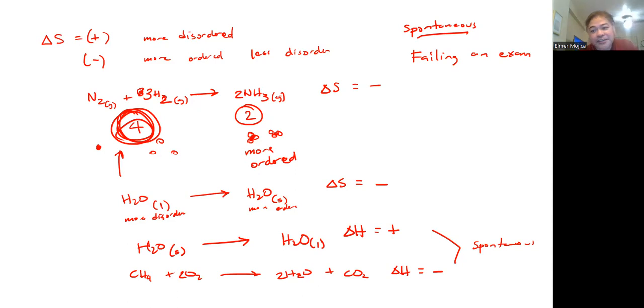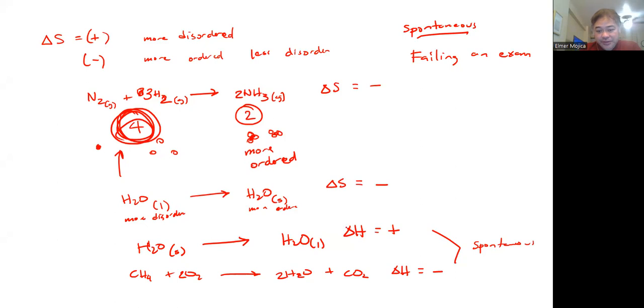You don't do anything. So if you don't do anything, spontaneously, you will fail an exam. Here, you don't do anything. All you need to do is put the ice in the room temperature. And what happened after some time, it melts. Here, you have methane, you put it with oxygen, it releases energy. So spontaneously, it releases energy.